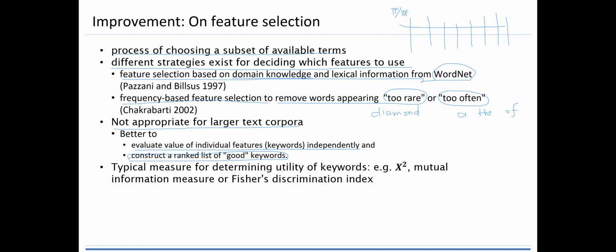Okay. So it's better if you have the documents that you want to look at, or let's say movies. Usually we use this with the movie data set, so you can choose what are the good keywords from the movie. Typical measure for determining utility of keywords, we can use the chi-square. If you learned data mining, I think you learned the chi-square. And then there's also another way, which is called mutual information or feature discrimination index.